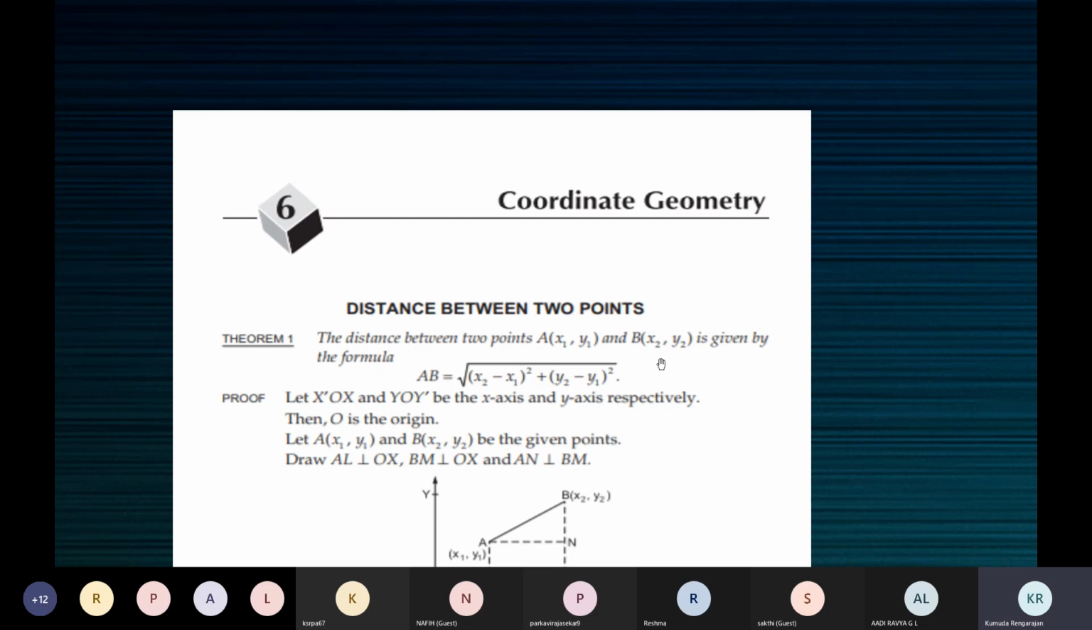What is the other term used for x coordinate? What is the other term that refers to the x coordinate? Abscissa. So here x1 is the x coordinate of A, and x2 is the x coordinate of B. So we're talking about two x coordinates. So we say abscissae, plural: abscissa, abscissae.